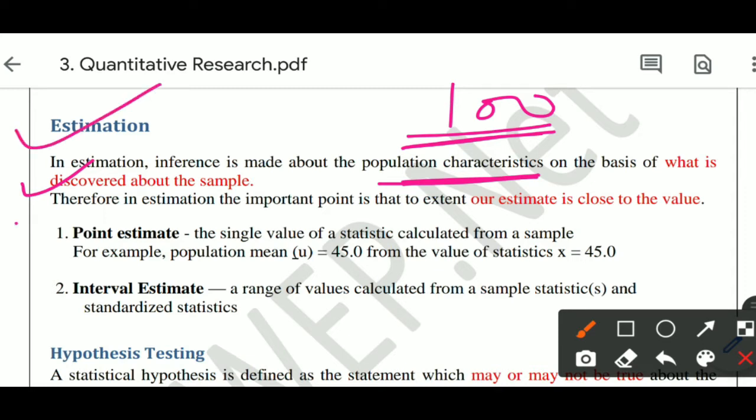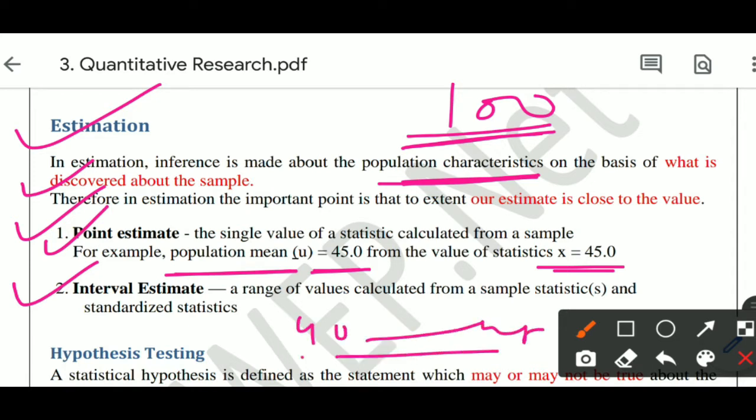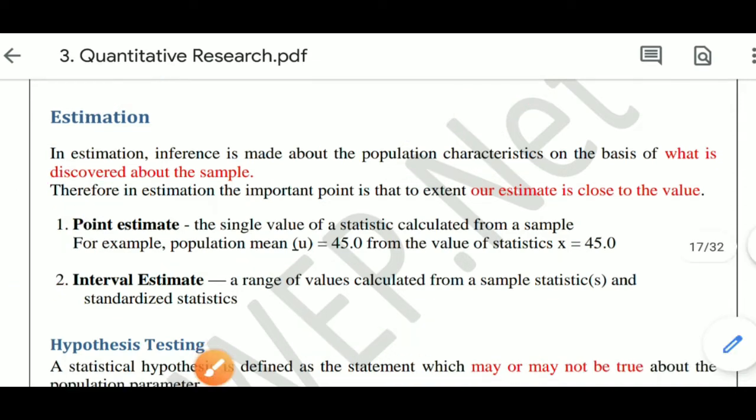There are two types of estimation. The first is point estimation and the second is interval estimation. So what is a point estimate? That means if the value of the statistic is, for example, 45, then the point will be the same, like your population mean will be the same, 45. In the interval estimate you consider a range of values, like the value of the statistic is 45, then you consider a range like 42 to 45, something like that. You consider the range of values to calculate the inference. So these are the two types of estimation.